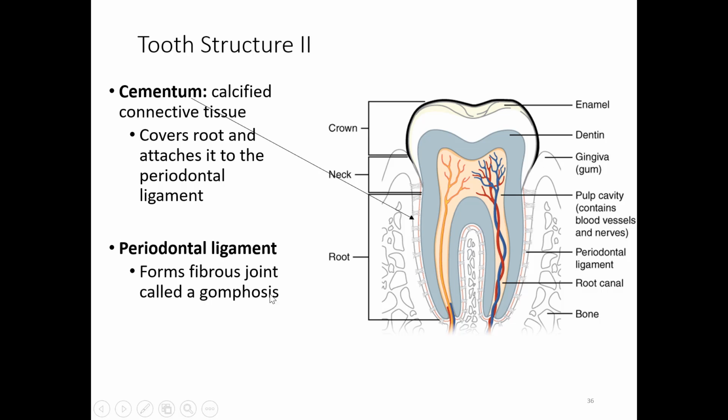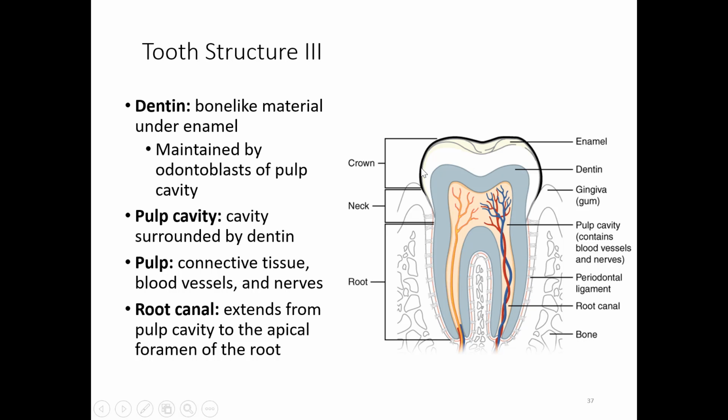Those joint types are called gomphoses, and they are fibrous joints because those fibers, right here, are called periodontal ligaments, and they are made out of strong collagen fibers. Between periodontal ligaments, in those spaces right here, there will be cementum, calcified connective tissue. So both periodontal ligaments and cementum attach the tooth to the upper or lower jaw and make it really hard to extract a healthy tooth.